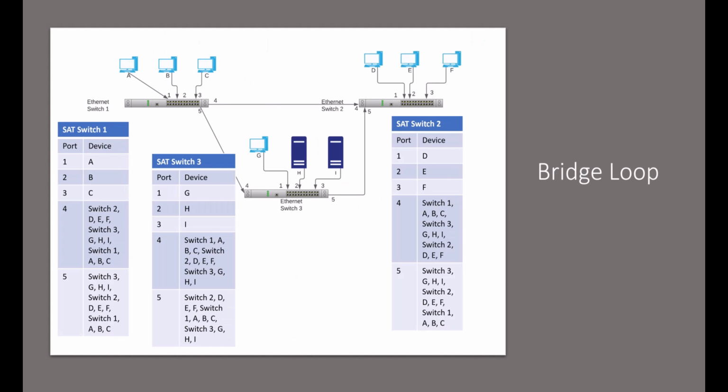I can see switch 2 with D, E, and F on it. And A, B, and C also can be seen. And the same process happens on switch 3 and on switch 2. This is called a loop, and this is bad because we'll say device A wants to communicate with device D. You can see D on both ports 4 and 5. How's that going to work?